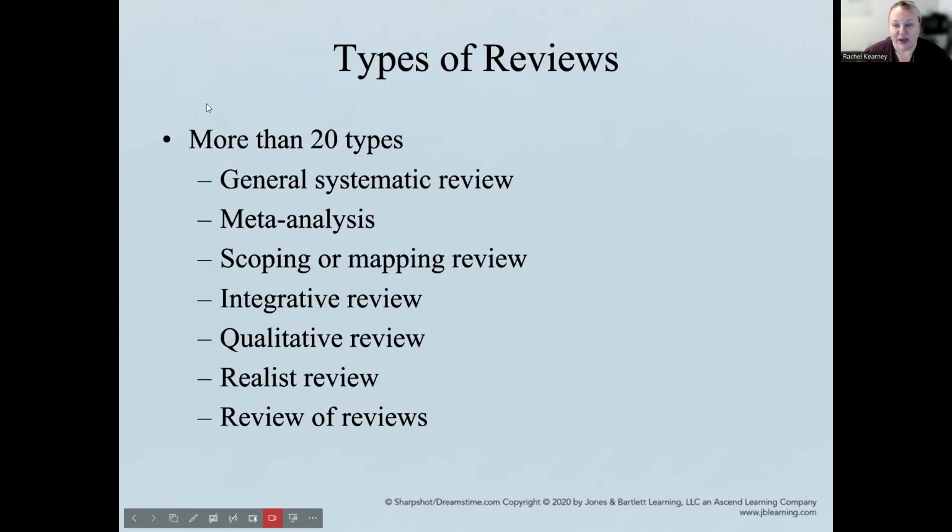So when we say systematic reviews, there's actually lots of different types that this can be. Some of these are just a general systematic review. Some are a meta-analysis, and a meta-analysis would include analyzing the data from each of these, not just a review of outcomes. There's scoping or mapping reviews, integrative reviews, qualitative reviews, realist reviews, and a review of reviews. We're going to focus mostly on the general systematic review, talk a little bit about a meta-analysis review, but just know that there are lots of different ways to do systematic reviews.